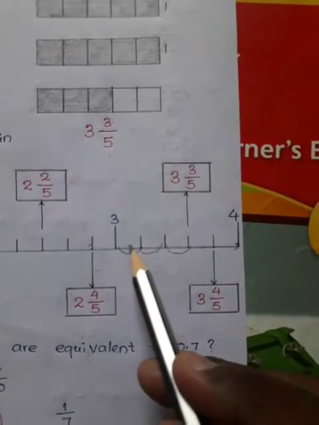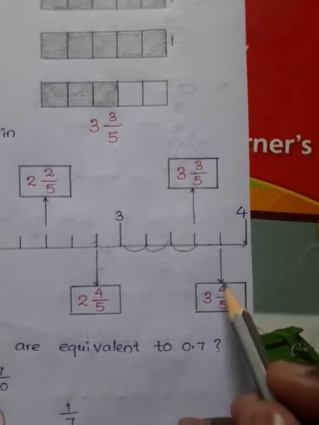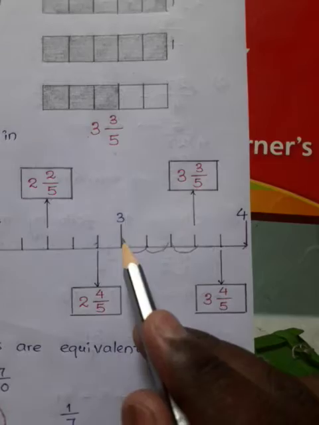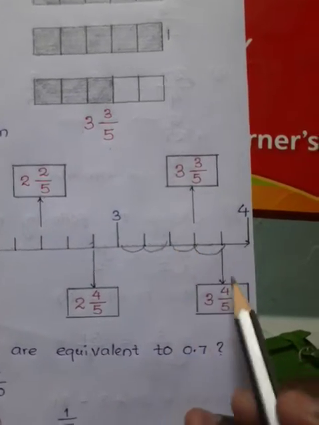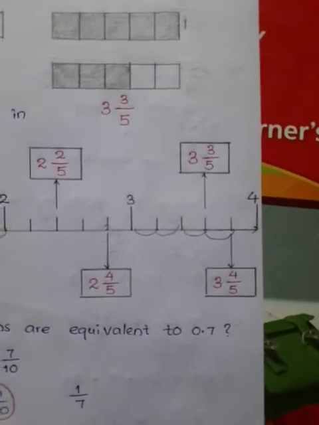Next, this one. Now total parts are 5. Write it as the denominator. The whole number is 3. Now which place after 3? 1, 2, 3, 4. So 3 4 by 5. Clear?